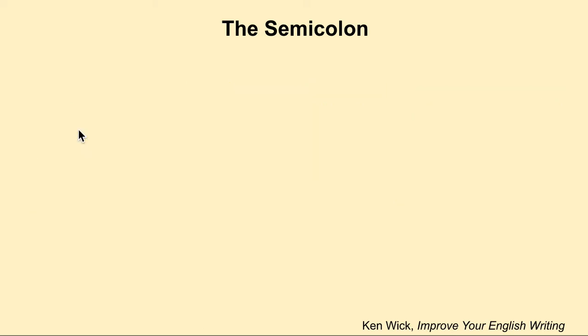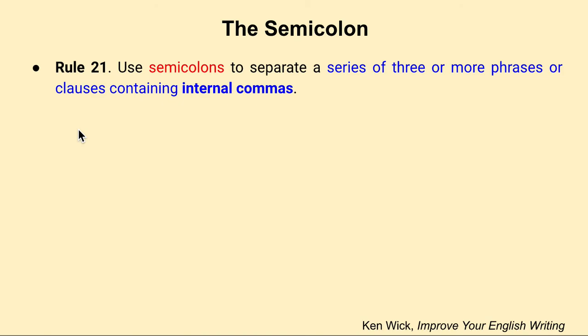So rule number 21 is use semicolons to separate a series of 3 or more phrases or clauses containing internal commas. So I don't know what rule it was. It could have been 12. Maybe it was 14. I forget already. When you have a series of 3 or more items, you use commas. But what happens when the series of items already contains commas? Well, when the series of items already contains commas, then use semicolons to separate the items instead of commas.